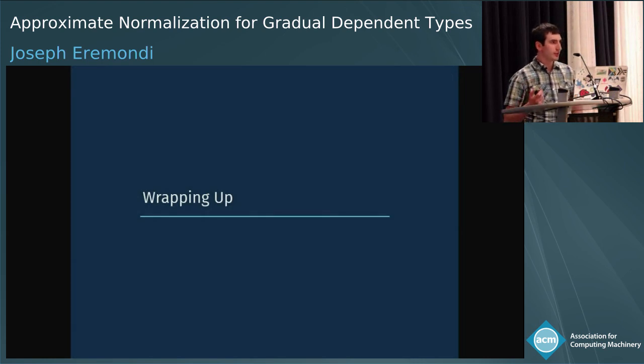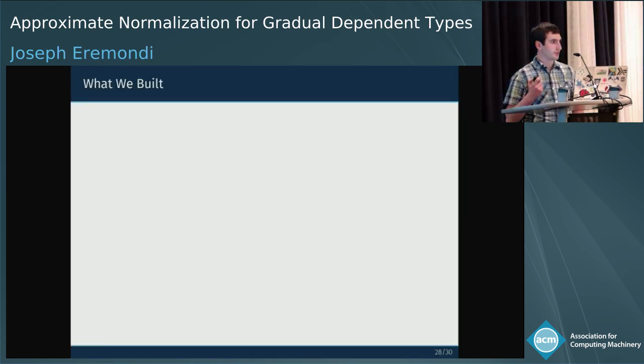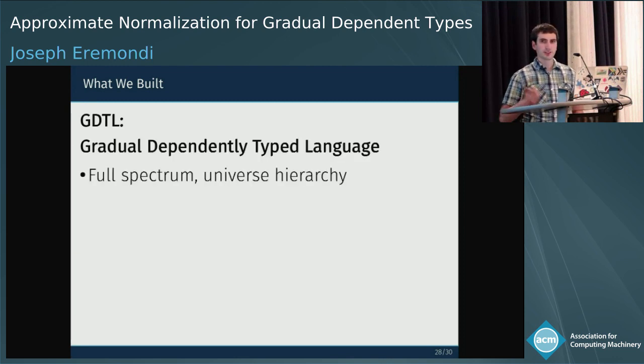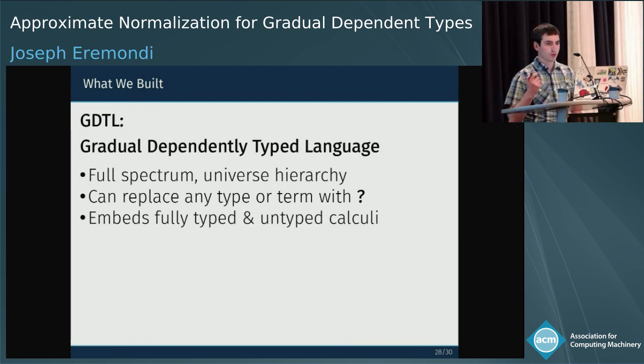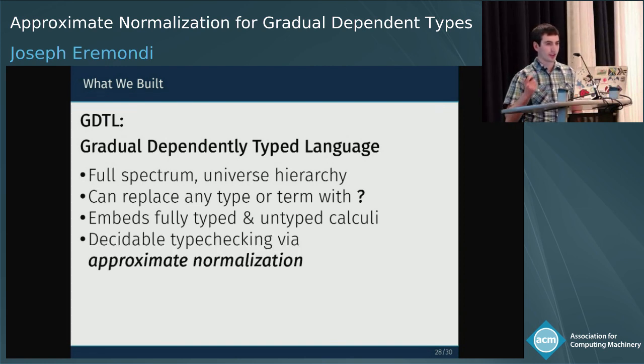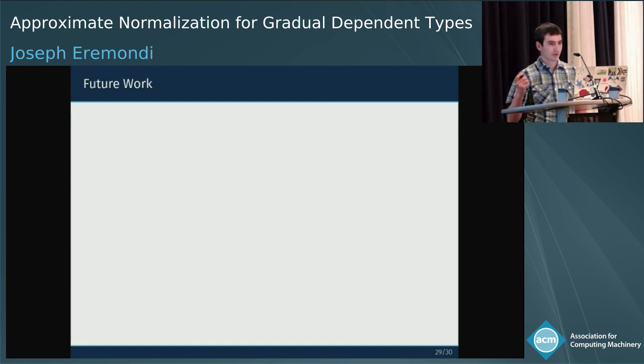So to sum up what we've seen so far: we built GDTL, which is a full dependently typed language. You can add imprecision anywhere in your program where you want. We are fully typed, but you can also go all the way to fully untyped. And the thing that makes it all work is approximate normalization.